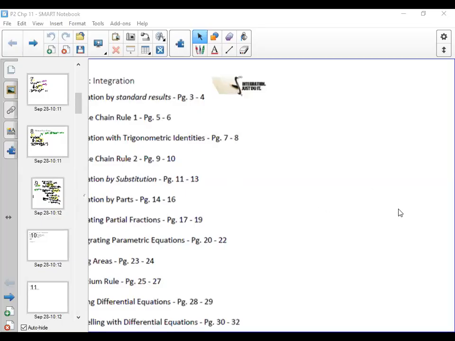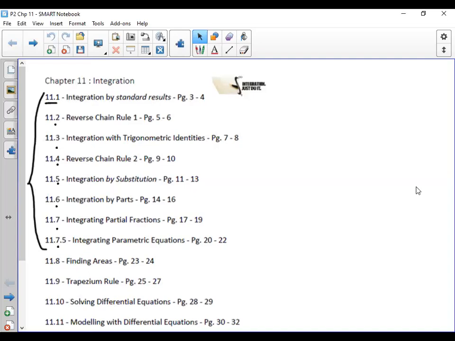Welcome to another lesson on Pure 2, Chapter 11, Integration. Now, this lesson will be looking into integration with trig identities. Another difficult question following from the last one, which is about reverse chain rule. So you must grasp reverse chain rule before moving on to 11.3 trig identities, which is this lesson, because reverse chain rule we need it for today's lesson as well.